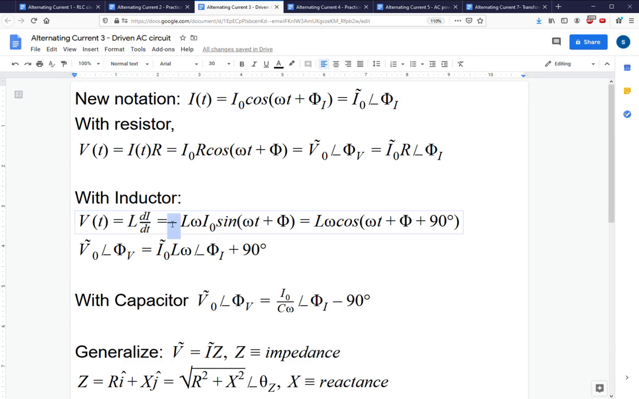Now, negative sine is equal to cosine plus 90 degrees. So we could replace this, the negative and the sine, with just a single cosine by adding in 90 degrees in here.